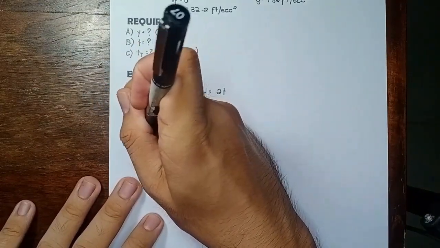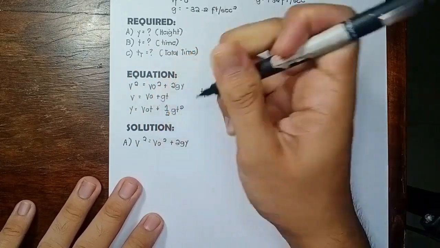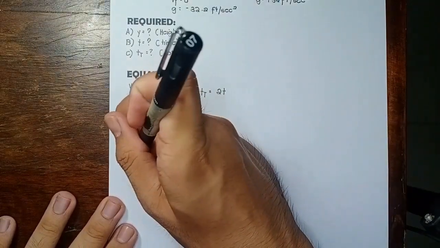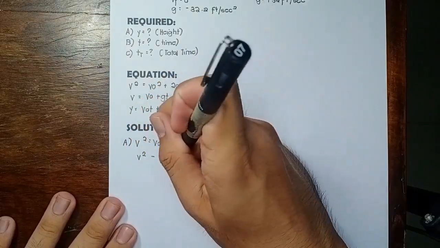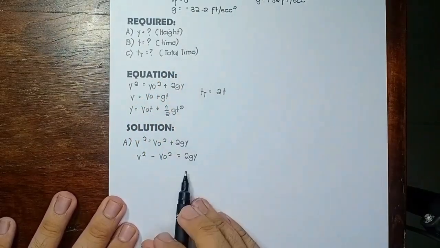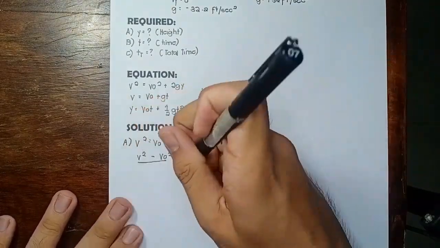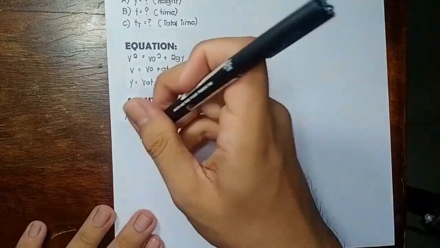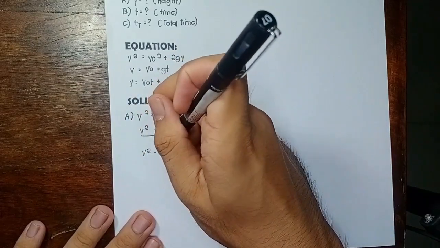For the solution, at letter A, we're going to use the first equation. V squared is equal to v0 squared plus 2gy. Since we're going to find the distance, we're going to manipulate the formula. V squared minus v0 squared is equal to 2gy. Then divide both sides by 2g. So we have y is equal to v squared minus v0 squared over 2g.